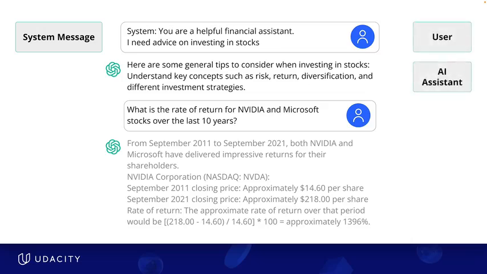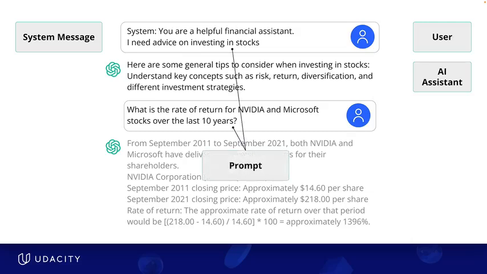The next component is roles. In a conversation with ChatGPT, there are typically two roles, the user and the assistant. The user refers to you, or the one asking questions or making requests. The assistant is ChatGPT, which provides responses based on the user's prompts.